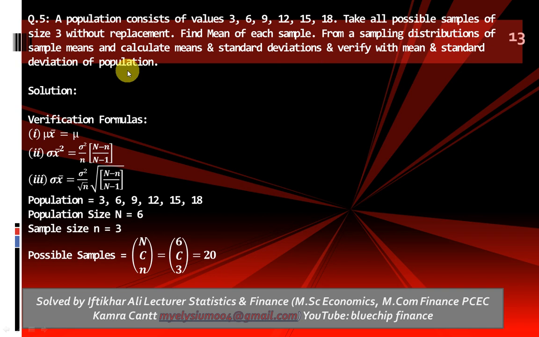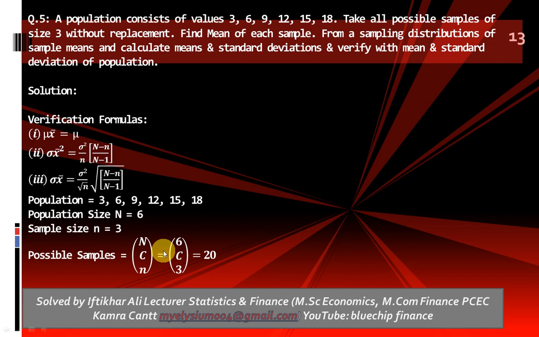I already discussed with you that there are three parts to note in a question on sampling. First, what is the population? Second, what is the sample size? And what is the case, either with replacement or without replacement. The population is 3, 6, 9, 12, 15, 18, so population size is 6 and sample size, lowercase n, will be 3, and the case is without replacement. So in the first step we will calculate the sample statistic.